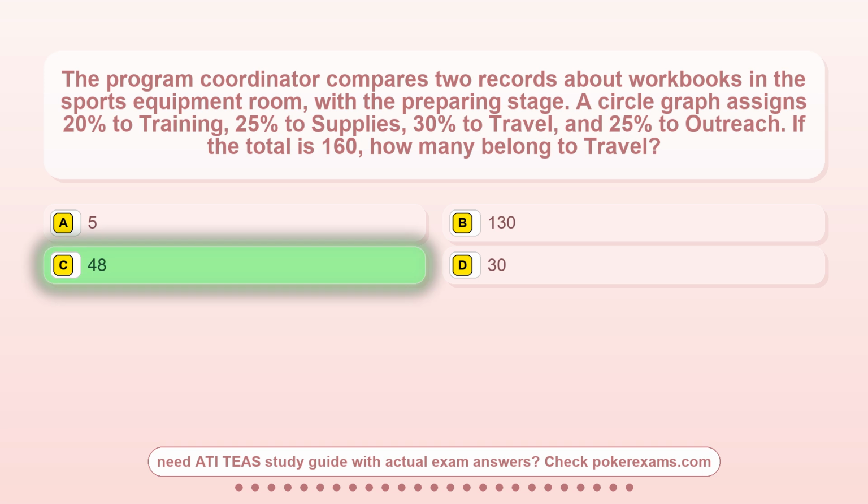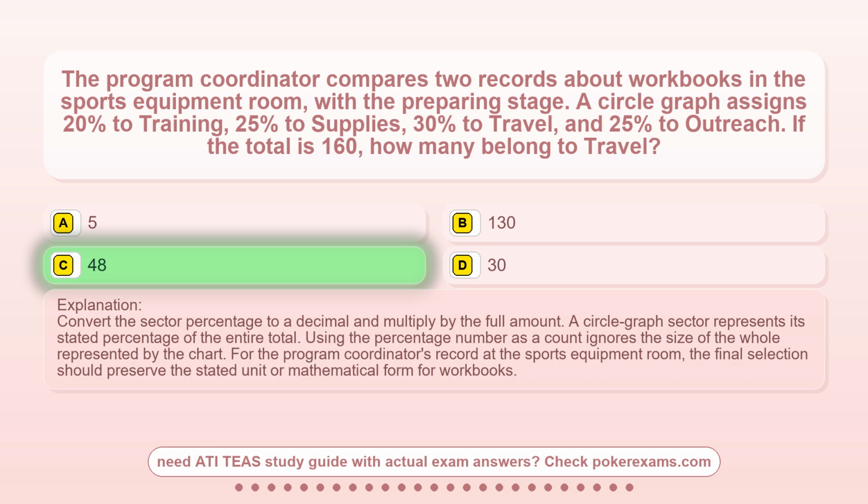The correct answer is option C, 48. Convert the sector percentage to a decimal and multiply by the full amount. A circle graph sector represents its stated percentage of the entire total. Using the percentage number as a count ignores the size of the whole represented by the chart. For the program coordinator's record at the sports equipment room, the final selection should preserve the stated unit or mathematical form for workbooks. Question 18.